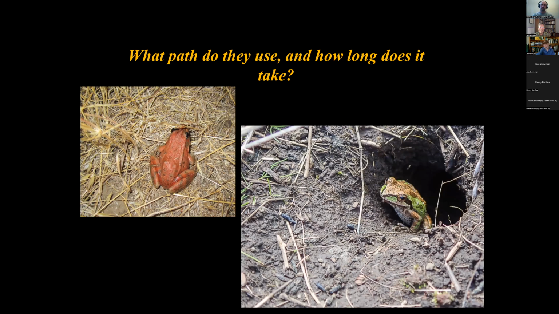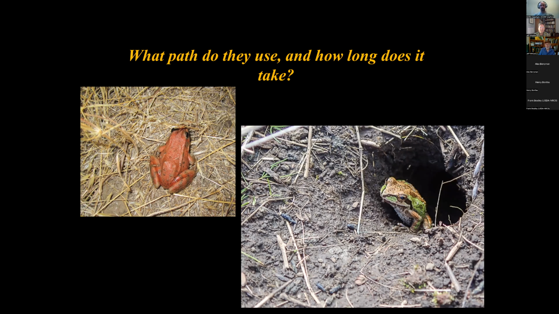So we talked about holes. The frog on the right is a tree frog and it's 200 meters from any water, but this is where they're going to find the moisture. They're moving mostly at night, overland, when the humidity is high. And then during the day, they're taking refuge in a wet place like this or a moist place like this.